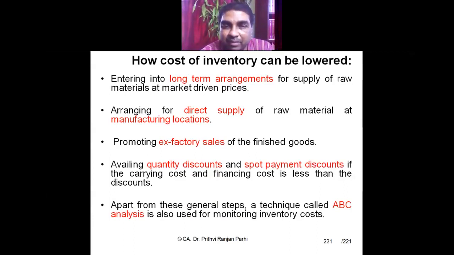Quantity discounts can be given if somebody is buying more, so that stock can be disposed of at a faster rate. Spot payment discount: if someone is paying you on the spot, then you can give some discount. That may reduce your carrying cost and financing cost also. Apart from that, there are other techniques like ABC analysis, where you can classify the stock into A, B, C categories, which we will be learning. That will also help in reducing inventory cost.